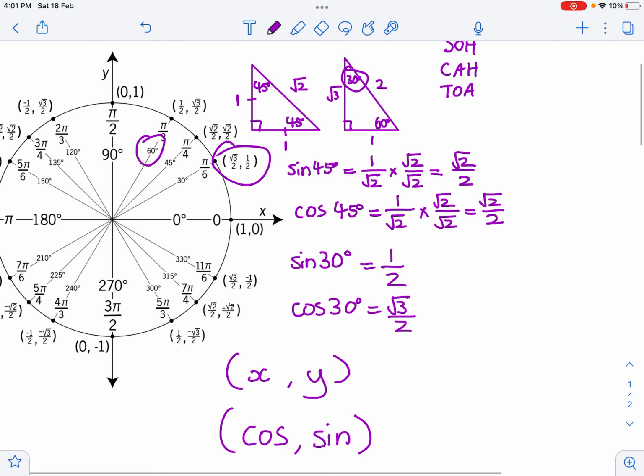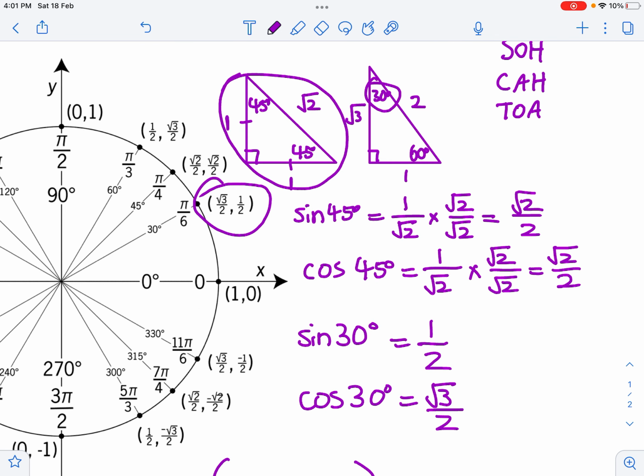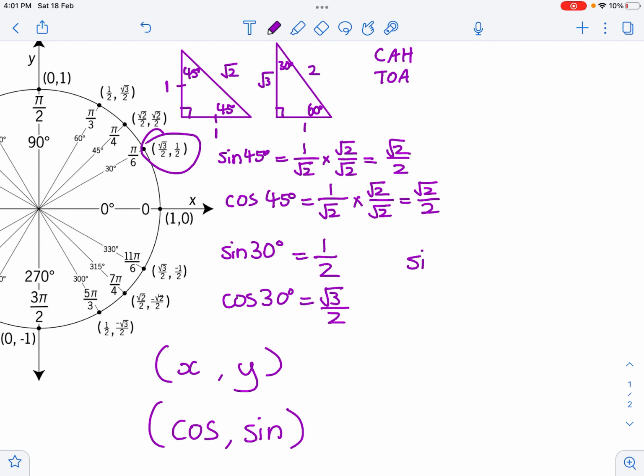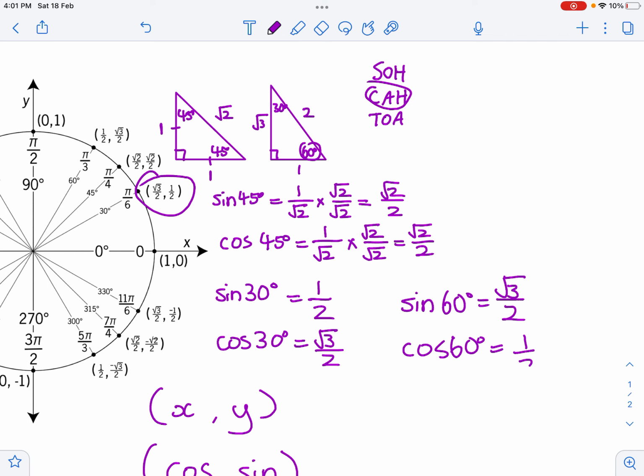Last but not least, let's focus on 60 degrees. Again, I'm not going to focus on this because there's no 60 degrees. I'm going to focus on this triangle here because I have the 60 degree. If I ask you what is sine of 60 degrees, again I look at the SOH, which is opposite over hypotenuse. Opposite is square root 3. Hypotenuse is 2. And what about the cosine of 60 degrees? Well, it's adjacent over hypotenuse. And adjacent of 60 degrees is 1 over the hypotenuse, which is 2.